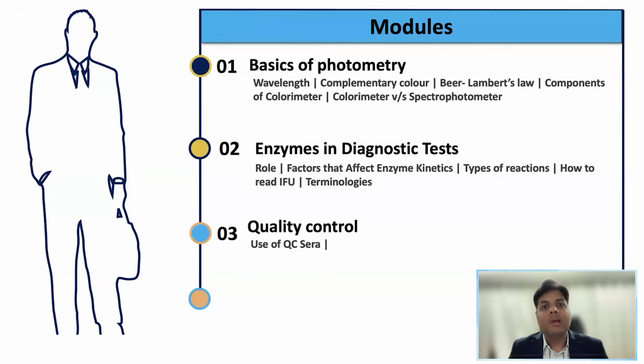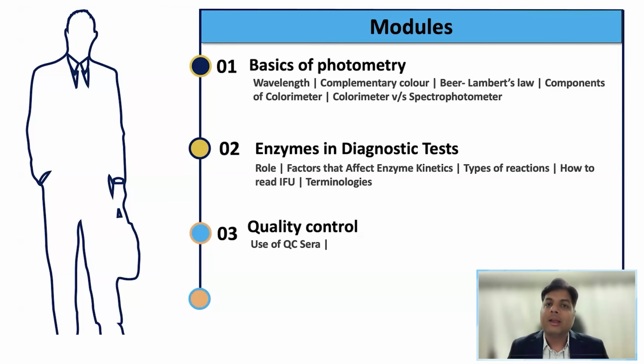In the first module, we covered the basics of photometry, in which we understood what is wavelength, what are complementary colors, what is Beer-Lambert's law, and how do we use Beer-Lambert's law in our day-to-day life. We also understood what are the components of a colorimeter, and the difference between colorimeter and spectrophotometer.